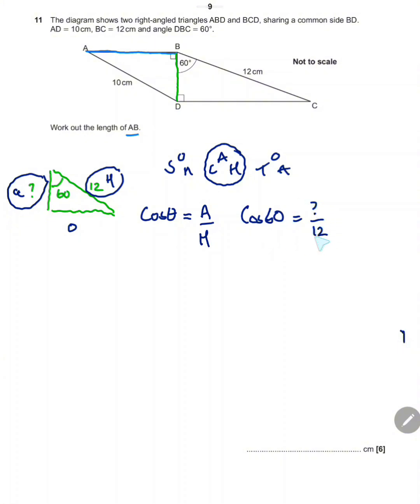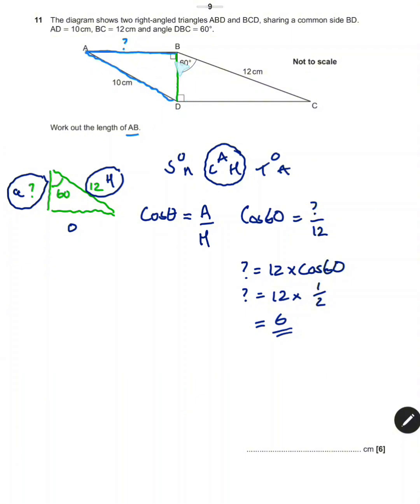We need to rearrange this, so multiply both sides by 12 and you'll get question mark equals 12 times cos 60. I know that cos 60 is a half, and that's something you're going to have to memorize or work out. So cos 60 is a half, so this becomes 12 times a half, or a half of 12, which is 6. This is not our final answer because we're actually looking for AB.